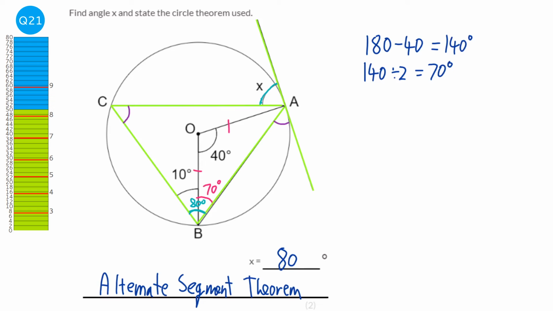And normally there's a mark for a non-circle theorem proof, so angles in a triangle or angles in an isosceles, or both of them for this question. And then a mark for the circle theorem itself. So make sure you write down all the reasons.